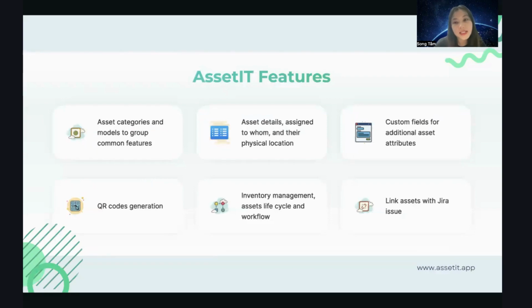Here we have 6 key features of AssetIT. You can take a look. In the 6 key features here, I'm really impressed with QR code generation. With this one, you can print it down and maybe stick it on your assets, and then if you need it, you can just scan it, and then you have information about the assets.